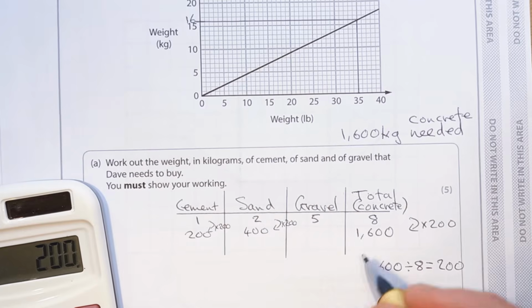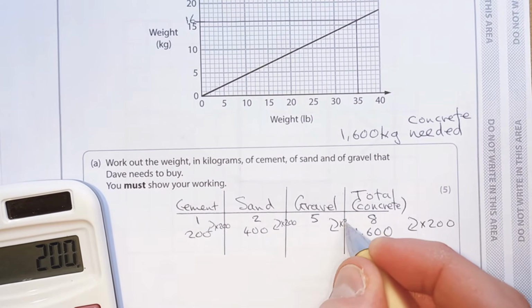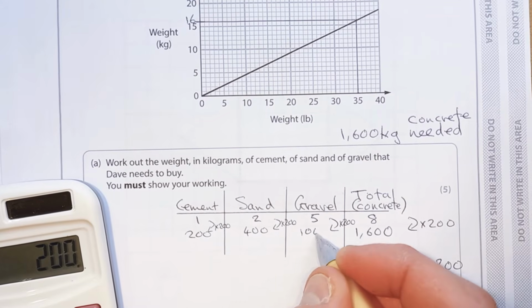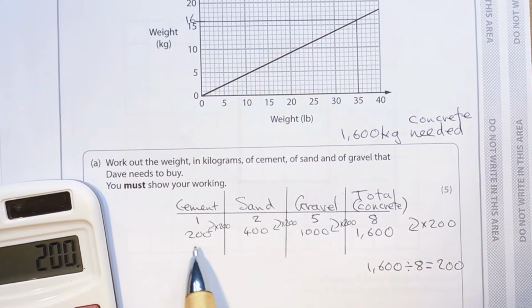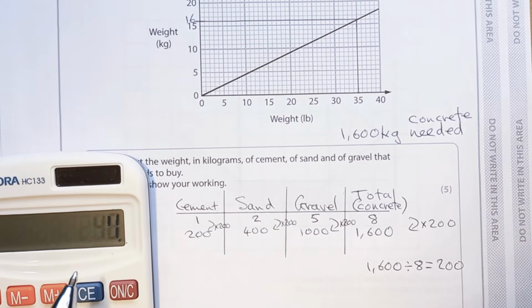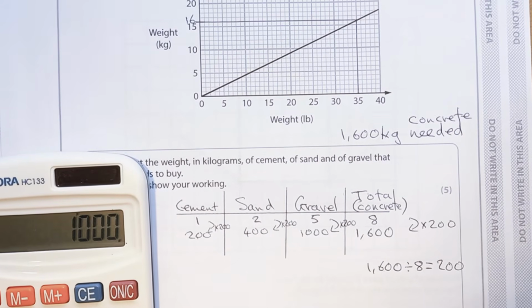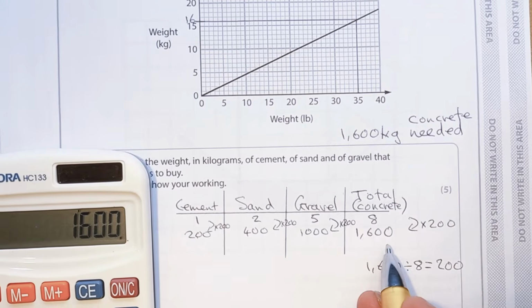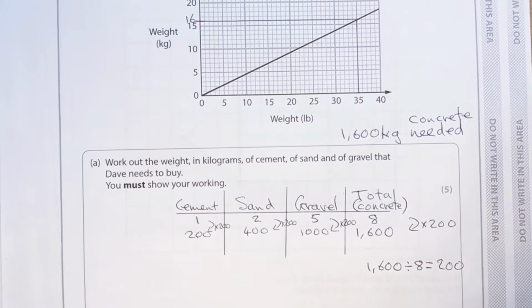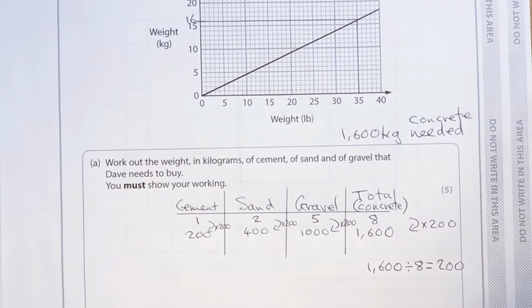Again, you can use your calculator, which is fine. And 5 times 200, or 5 times 2 is 10, and then put the zeros on. And we can check, because 200 plus 400 plus 1,000 gets us back to 1,600 kilograms. Okay, so now all we need to do with that is to put it in our answer sheet.